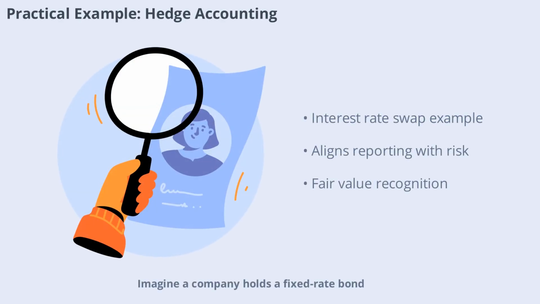Imagine a company holds a fixed-rate bond and is concerned about interest rate fluctuations. By entering into an interest rate swap, the company can hedge this risk, converting fixed payments to floating. If hedge accounting is applied, both the bond and the swap are recognized at fair value, and gains or losses are matched in the profit and loss statement. This example illustrates how hedge accounting aligns financial reporting with risk management strategies.